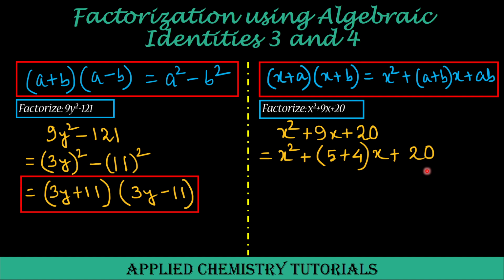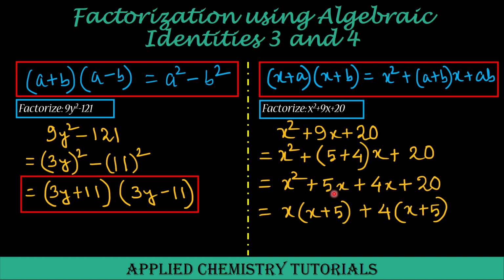Now let us expand it first. So we have x square plus 5x plus 4x plus 20. From the first two terms we can take x as the common factor to have x multiplied by (x plus 5), and from the third and fourth terms we can take 4 as the common factor to have 4 multiplied by (x plus 5). So from these two terms, if we take (x plus 5) as the common factor, we will have (x plus 5) multiplied by (x plus 4).